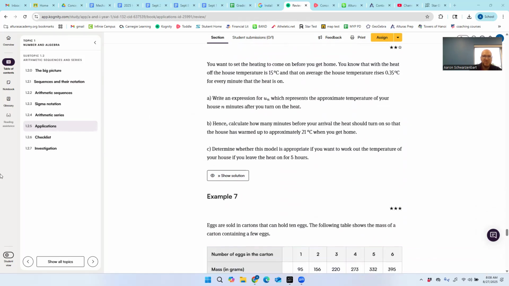Okay, you want to set the heating to come on before you get home. You know that the temperature of your house is 15 degrees Celsius and that on average, temperature rises 0.35 degrees Celsius for every minute the heat is on. Write an expression for U sub n. Oh yeah, we use U here instead of a, which represents the temperature of your house after you turn on the heat. I've used a lot of years, so it's taking me time to convert to U. But when they tell me what to use, U sub n, I need to use that.